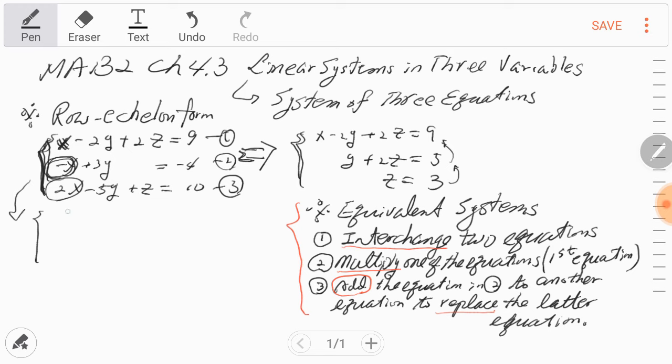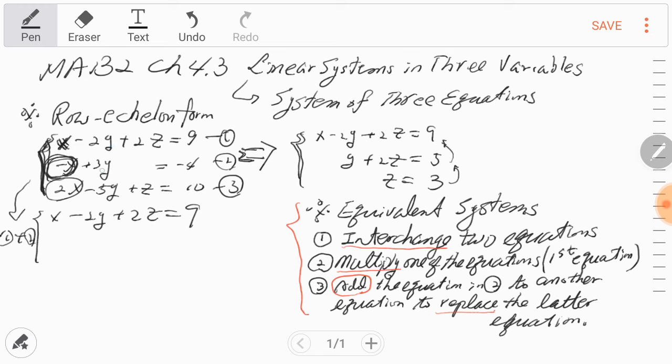The first equation stays the same. For the second equation, I will remove this negative x by adding the first equation to the second equation. So first equation plus the second equation. Then x minus x is 0. We don't write 0, just leave it blank.